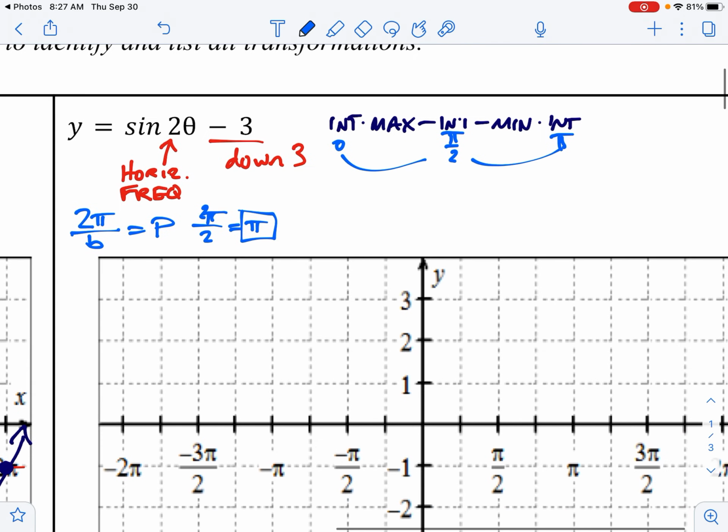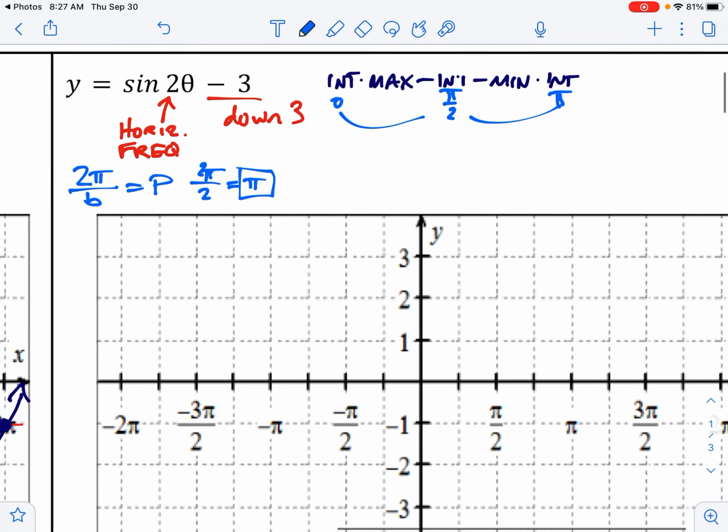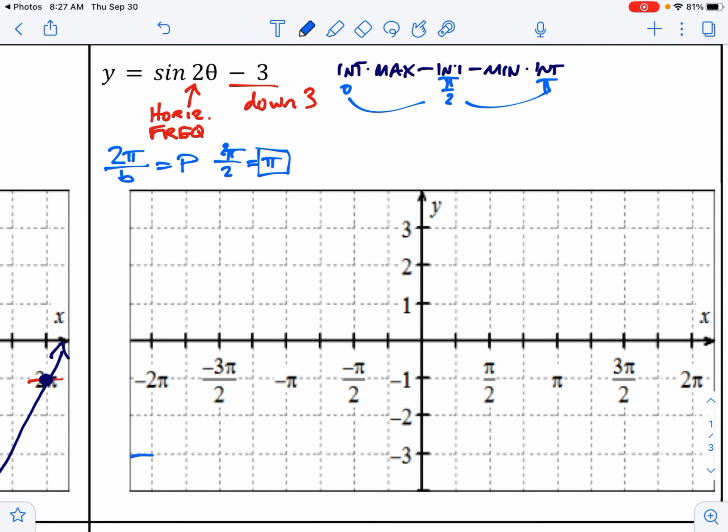So let's take a look at what it looks like in action. So down 3 is first. That's easy. That sets my midline.